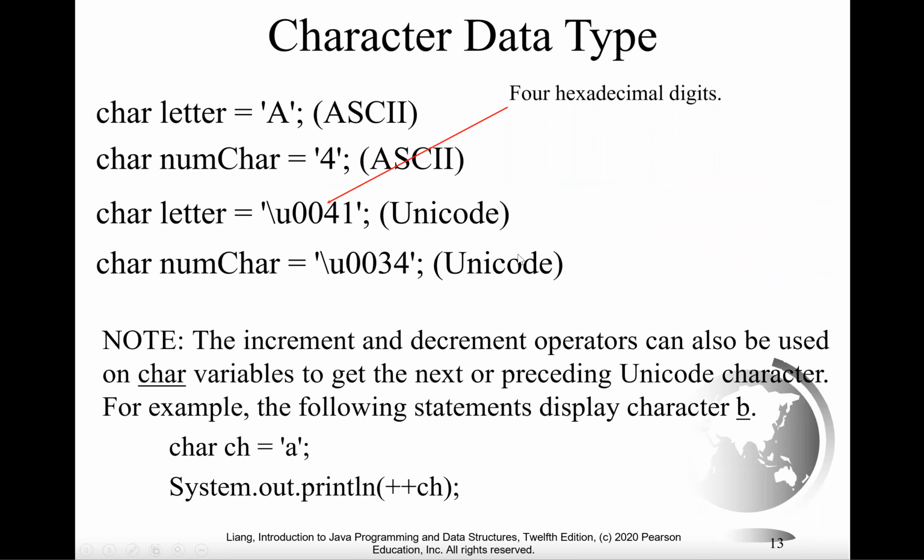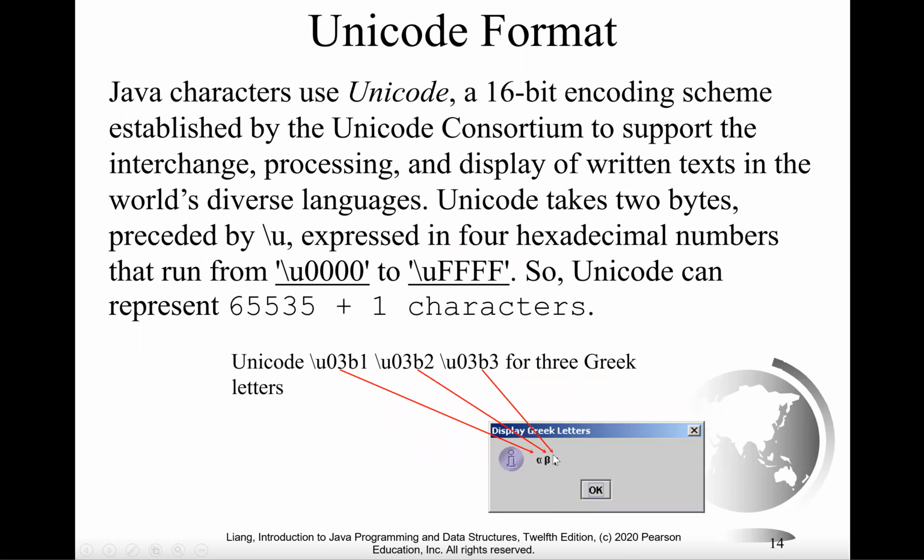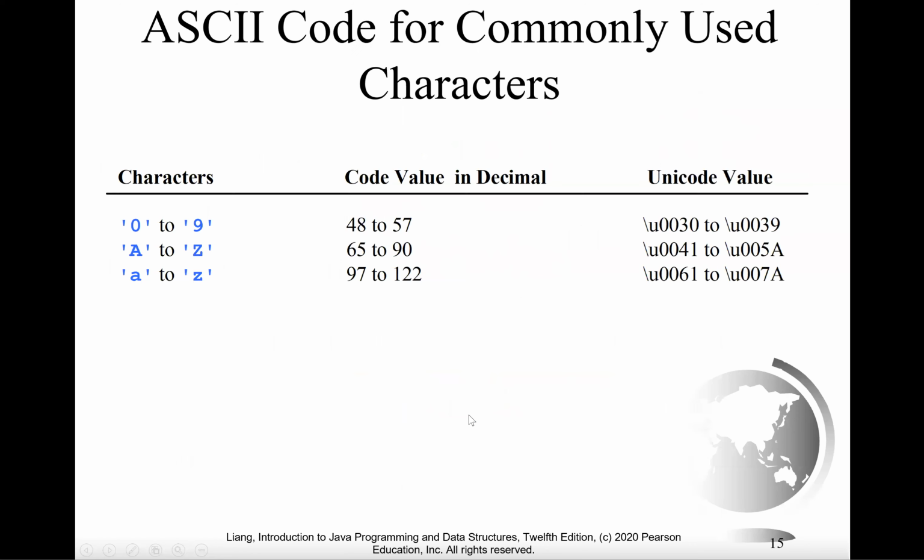It is actually the same as this A. So you can write it either way, using this A or this Unicode. But obviously this A is very clear, and Unicode is difficult to memorize. You only use the Unicode when you don't know how to write the character, like alpha, beta, gamma. So you have to use Unicode to represent them.